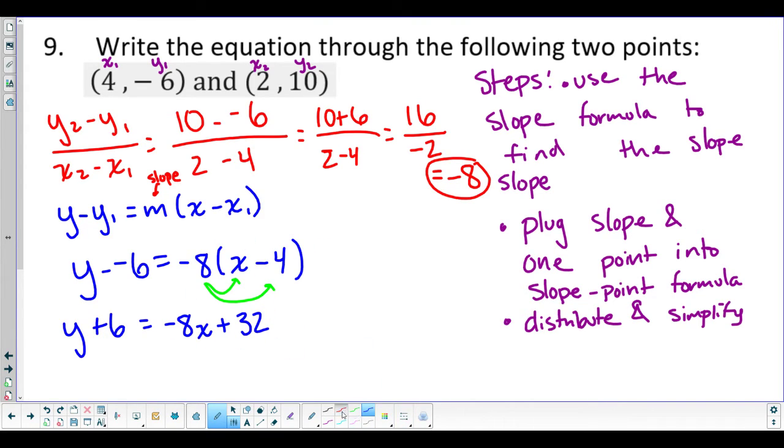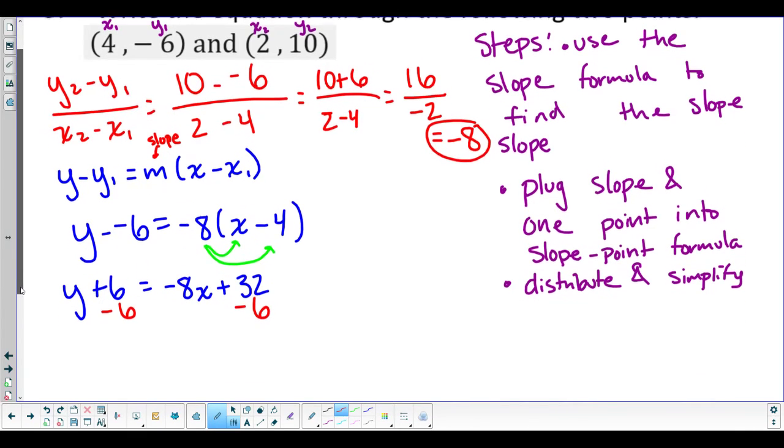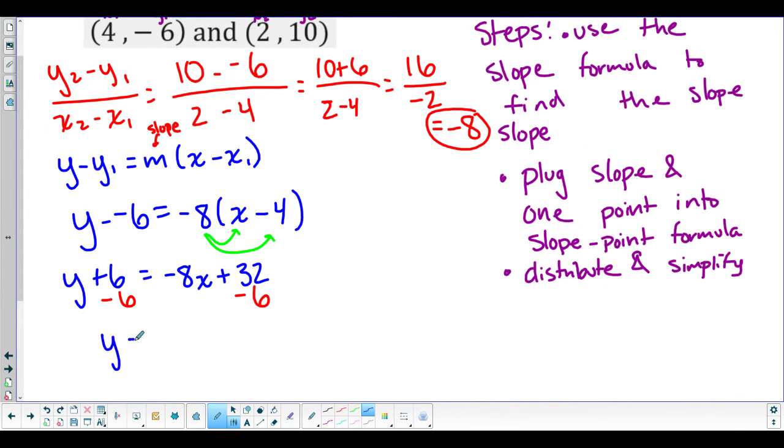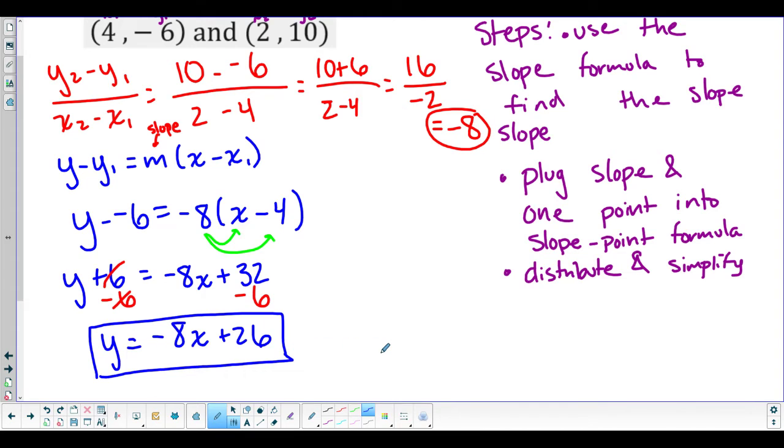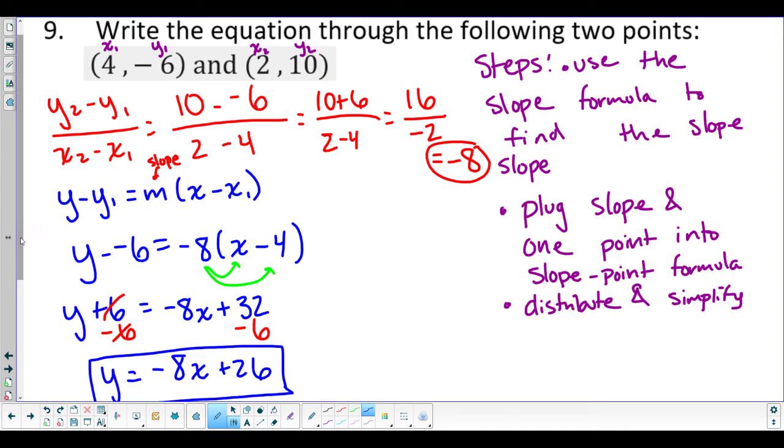That's the right side. The only thing we have to do now is get this 6 over to the right, so we just have something like y equals ax plus b or mx plus b. And so I have to subtract 6 from both sides. And that will leave me with y equals, because these cancel, y equals -8x, and then 32 minus 6 is plus 26. And here we go. That is the linear equation of a line that passes through these points, okay?